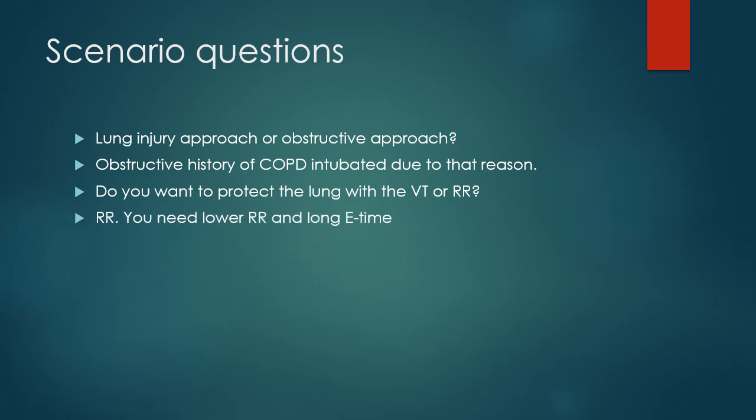So lower respiratory rates, and you need a longer E time. So we need to extend their I:E ratio. So overall, why do you feel like this patient's ABG got worse? Or why aren't they improving despite the fact that they've been intubated?